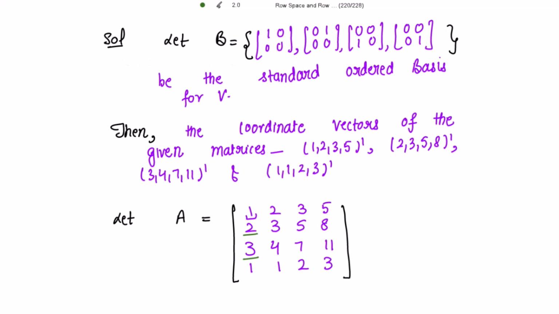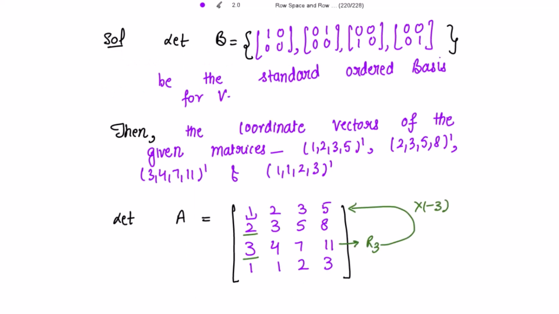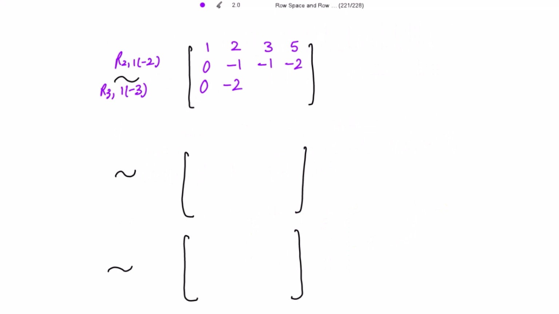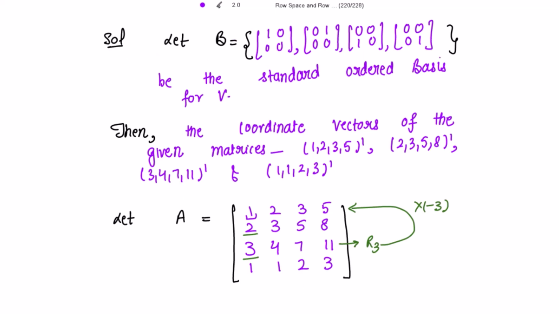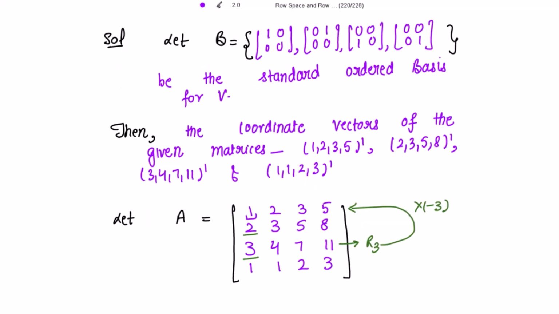To get 0 in place of 3, row 3 needs to be changed by adding to it row 1 multiplied by -3. 1 times -3, adding this to 3, we get 0. 2 times -3 is -6, adding this to 4 we get -2. 3 times -3 is -9, adding this to 7 we get -2. 5 times -3 is -15, adding this to 11 we get -4.